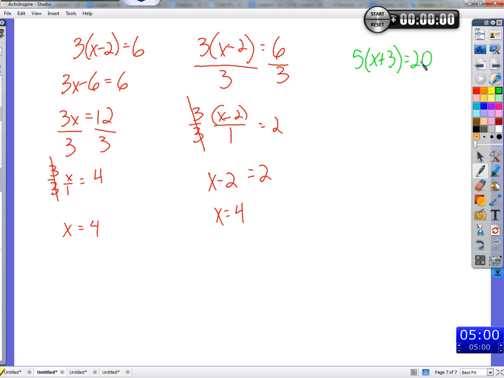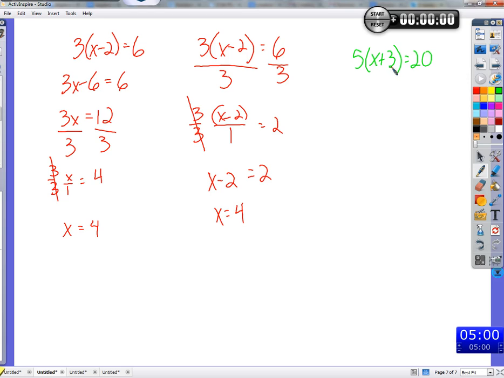I'm not saying that if you distributed it, you did it wrong. Okay? You still found what x was worth. But what I'm trying to show you is this other idea. It saves us the distribution. And if that distribution was a real hassle, then it would be really useful to get rid of this number before we had to distribute it. Sometimes you have to distribute, and there's nothing you can do about it. You have to do it.